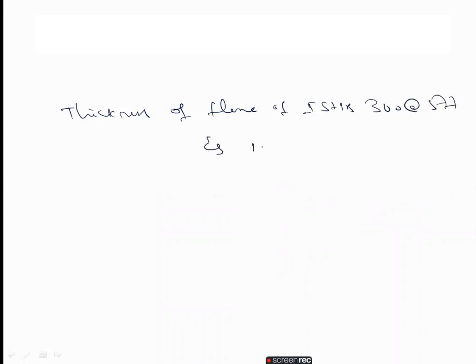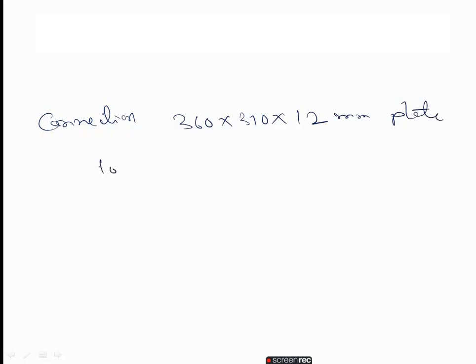Next, the thickness of the flange, how will we calculate? The thickness of the flange of ISHB we will take from the steel table, that is 10.6 mm. We have taken this from the table. So now provide approximately a 12 mm thick plate. So whatever we have chosen, the base plate is 360 by 310 and the thickness is 12 mm. This plate we are going to use to connect to the foundation.